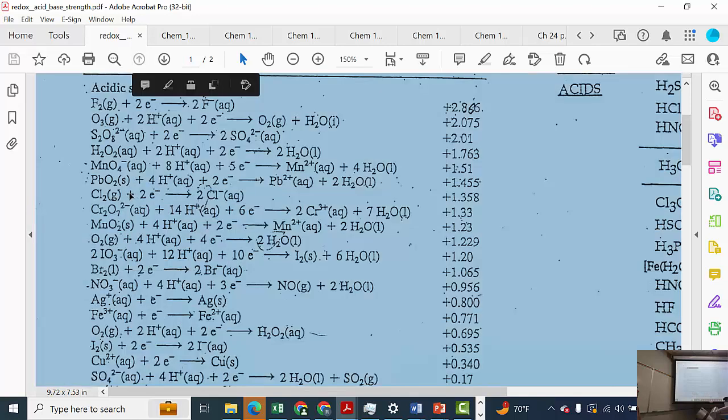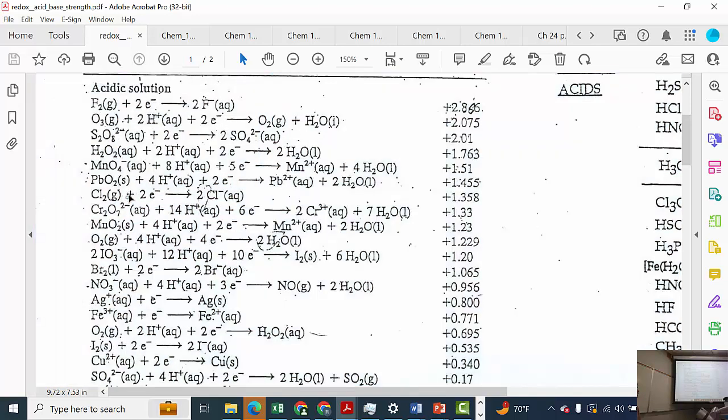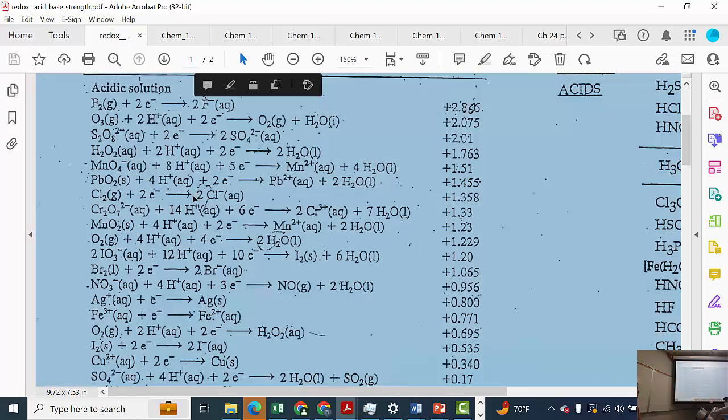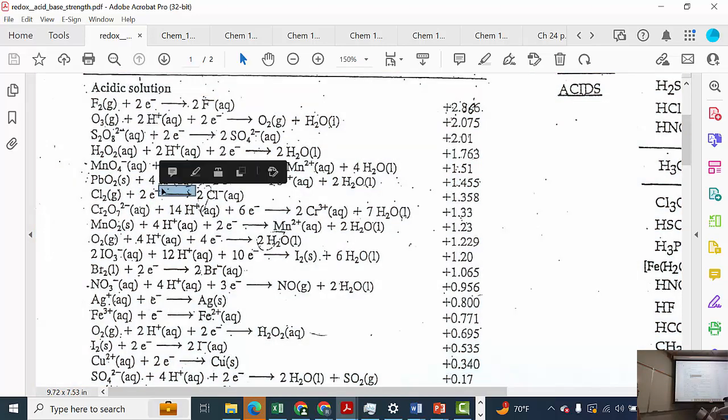Instead, what if we react chloride with permanganate in acid? Here. So chloride reacts with permanganate in acid. If chloride reacts with permanganate in acid, what forms? Well, the chloride is going to get converted into chlorine. And the permanganate in acid is going to get converted into Mn2 plus in water.